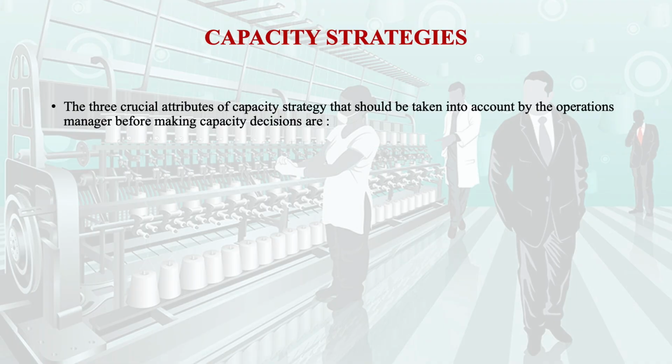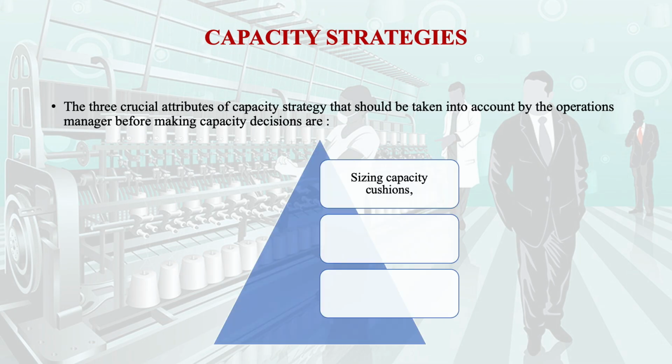We are discussing capacity planning, and we should also understand the various types of capacity strategies. The three crucial attributes of capacity strategy that should be taken into account by the operations manager before making capacity decisions are: first, sizing the capacity cushion; second, timing and sizing of expansion; and third, linking capacity and the operating decision. We will discuss each attribute one by one.